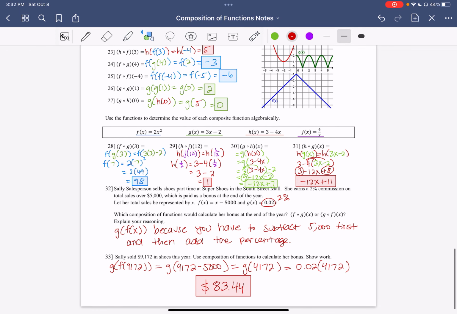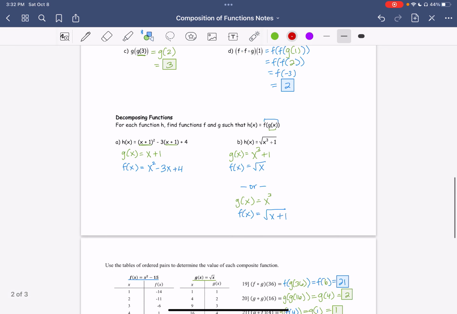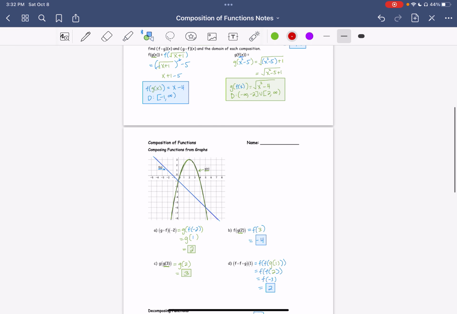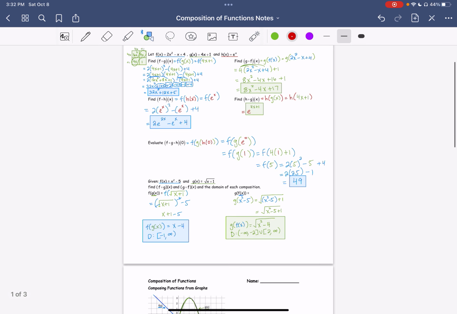So yes, this is composition of functions. I hope that you understand how to do this both graphically on the table and algebraically.